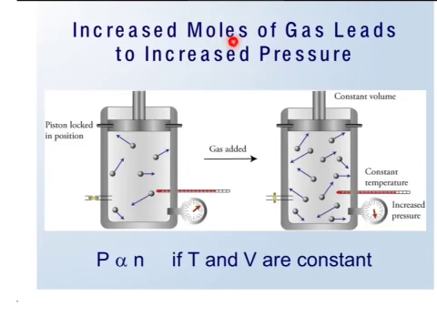Next one, increased moles of gas, or more particles, leads to more pressure. Here I have a set locked-in position piston, meaning no volume will change. I'm going to add more particles of gas. Obviously, if I add more particles, there's going to be more collisions against the walls, or more pressure.